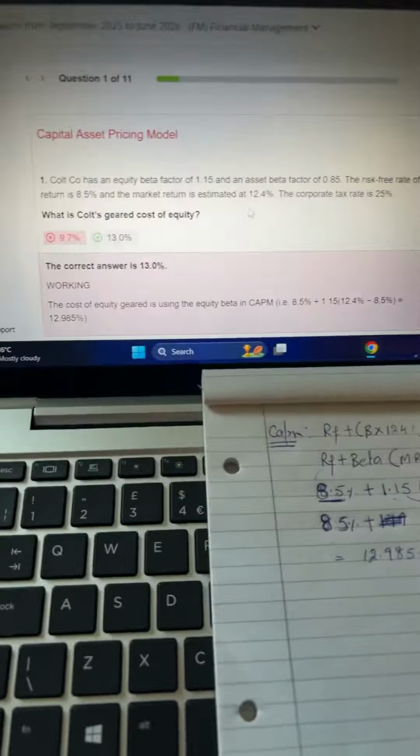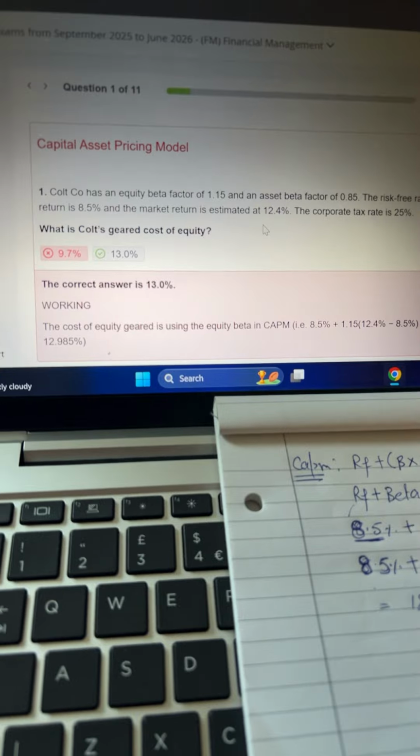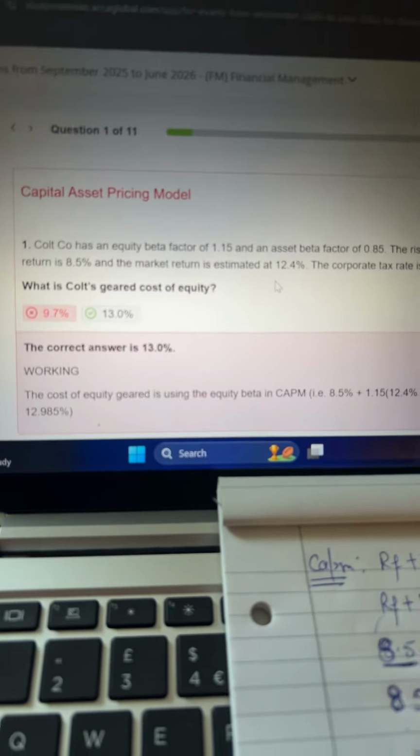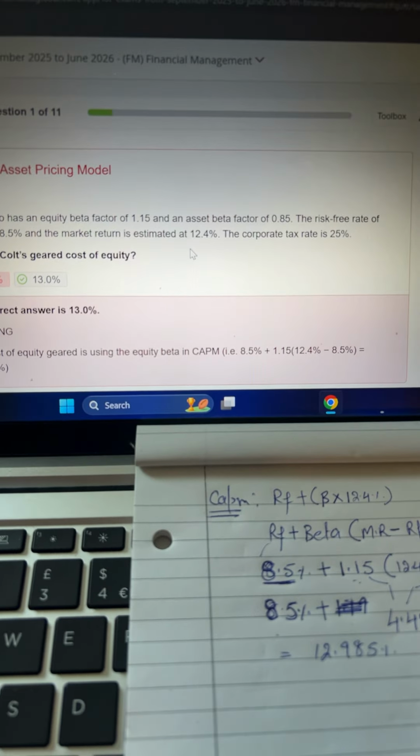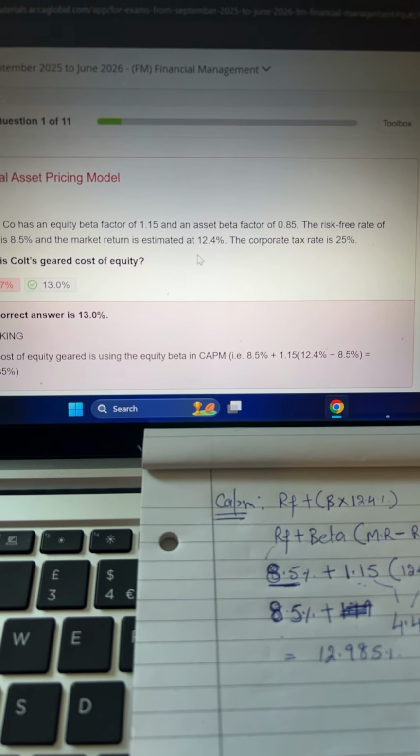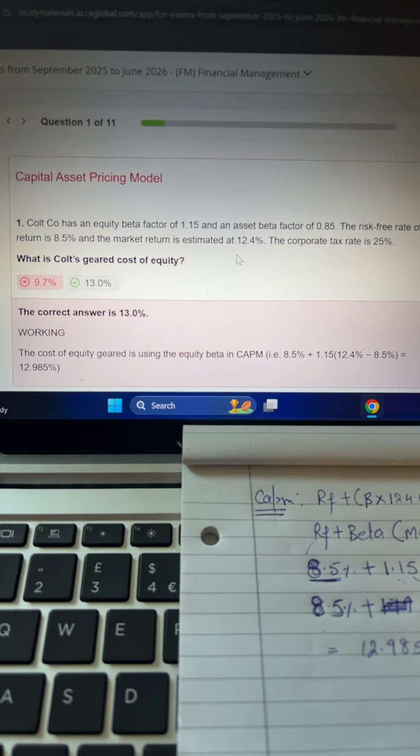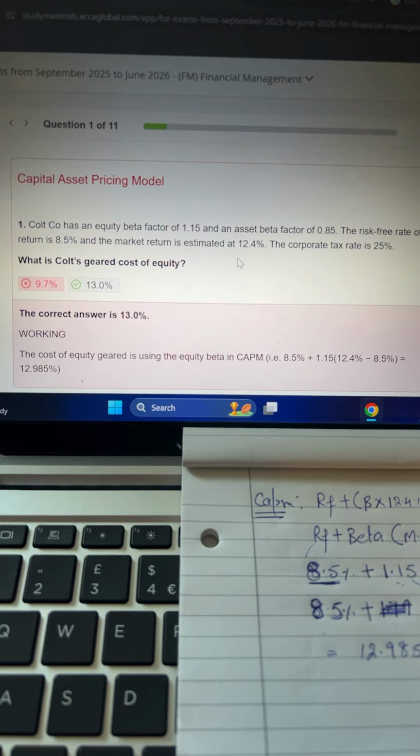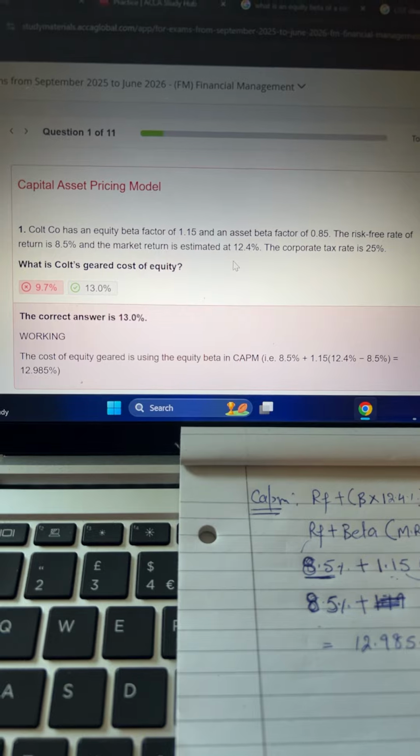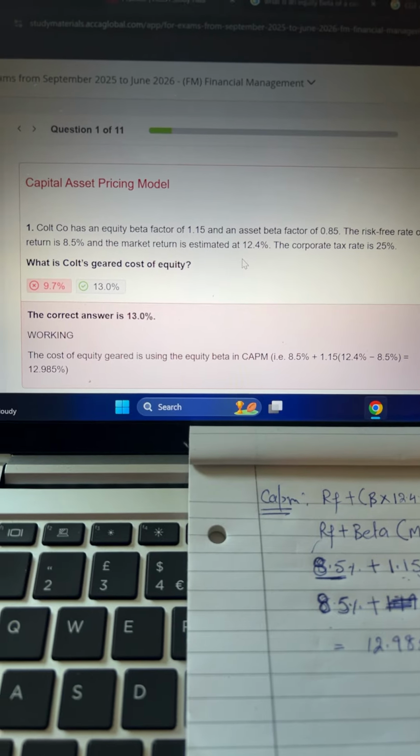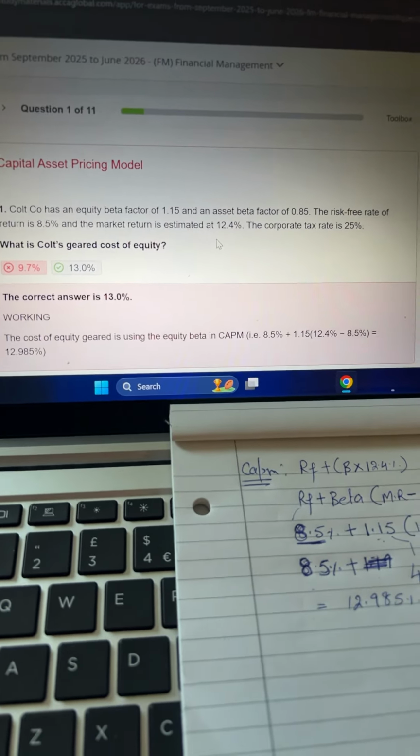So basically, the question here is on the capital asset pricing model. As you can see, you can read the question. It says Coldco has an equity beta of 1.15 and an asset beta of 0.85. The risk-free rate of return is 8.5% and the market return is estimated at 12.4%. The corporate tax rate is 25%. What is Coldco's geared cost of equity?